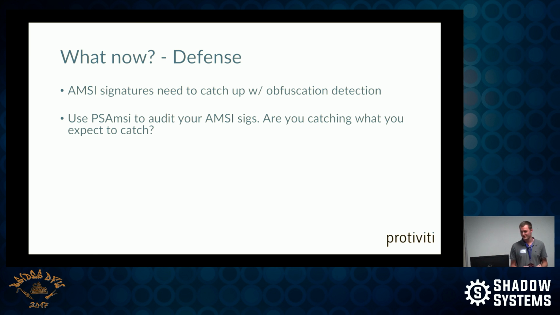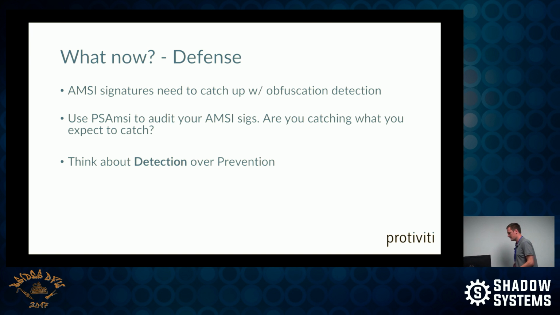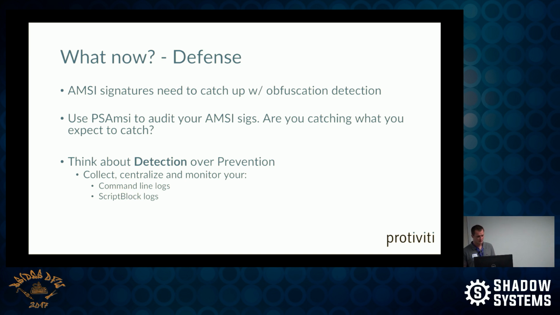You might be surprised. But really, as defenders, we need to shift to thinking about detection over prevention. AMSI is a great step in the right direction for prevention, and it sets up a great infrastructure for preventing known bad, but it's just not designed to prevent all bad. So we really need to think about detection. How do we do that? We collect, centralize, and monitor our command line logs, script block logs, all of our PowerShell logs, stuff we know about. And additionally, you can do things like obfuscation detection, using Revoke-Obfuscation to look through your script block logs.